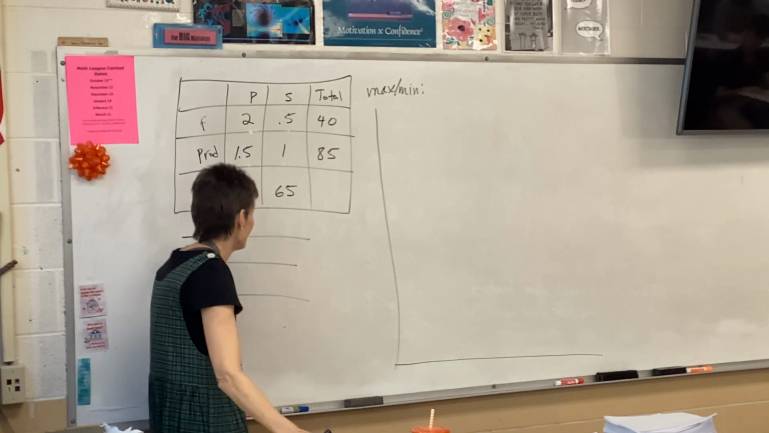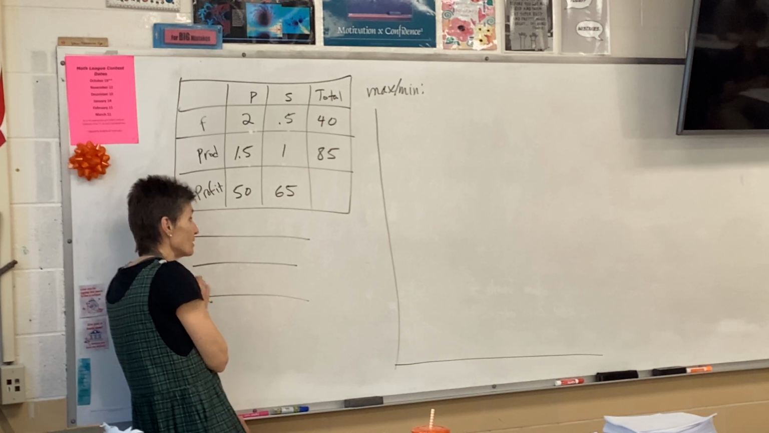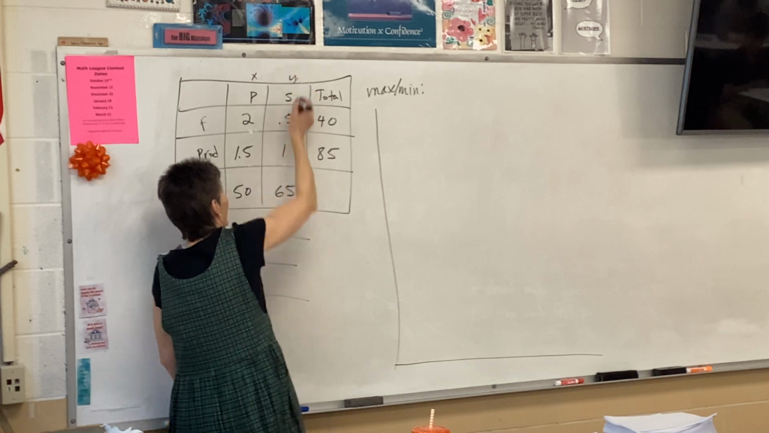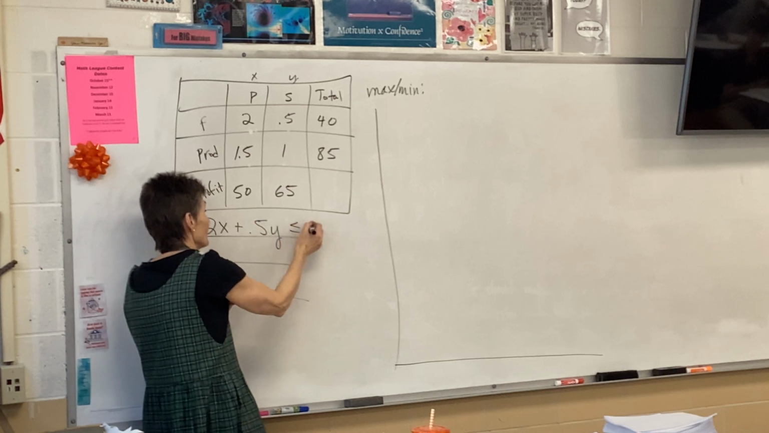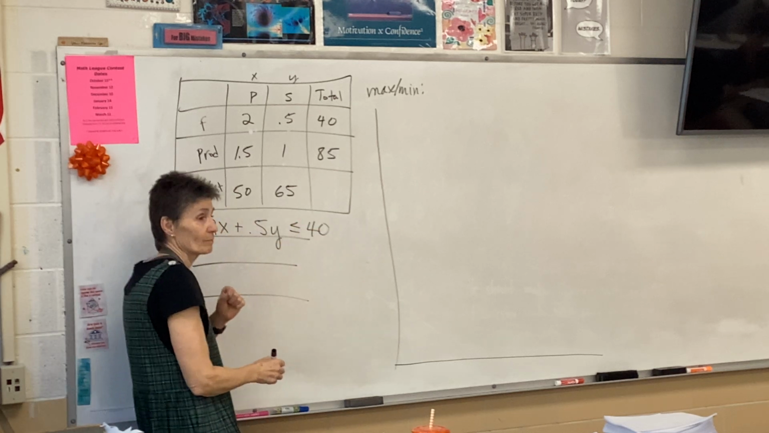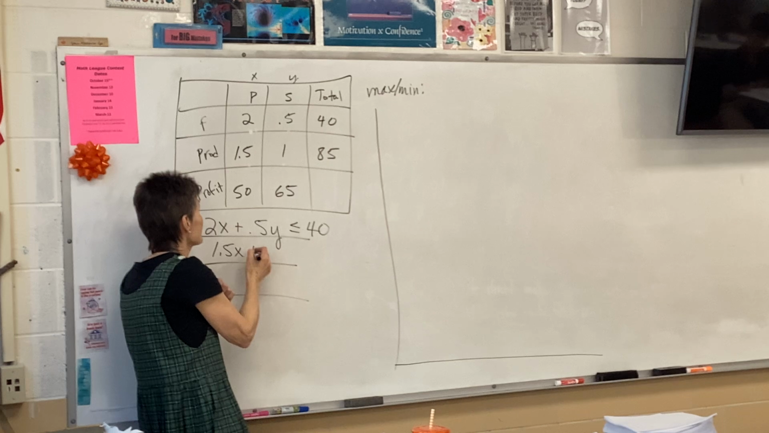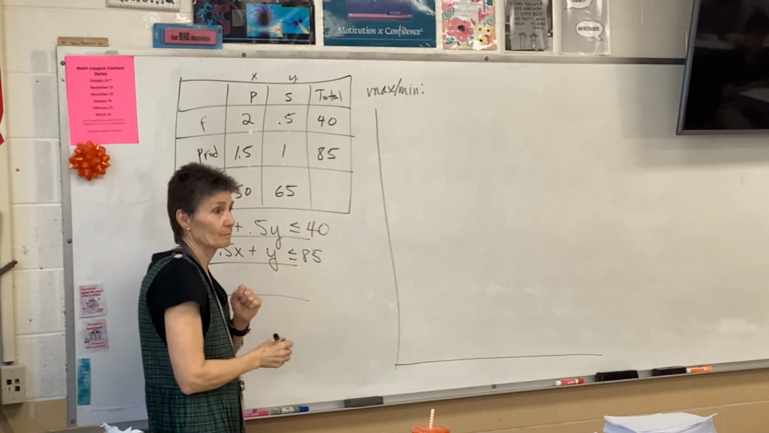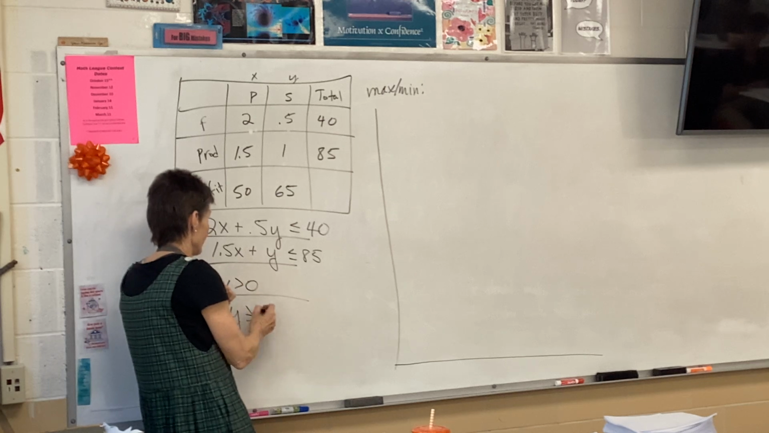All right, can somebody tell me what my constraints are for this problem? What am I going to be graphing? These are called constraints. These are the things I'm going to graph. What will they be for this problem? 2x plus... so you're letting this be x and this be y. So 2x plus 0.5y less than or equal to 40. That looks beautiful. And then this one will be 1.5x plus y less than or equal to 85. Then we know x and y are both going to be positive.